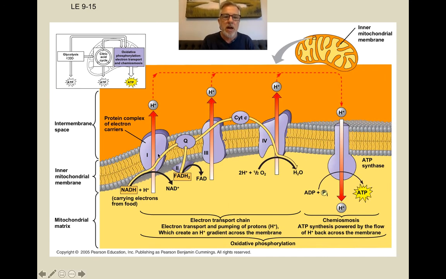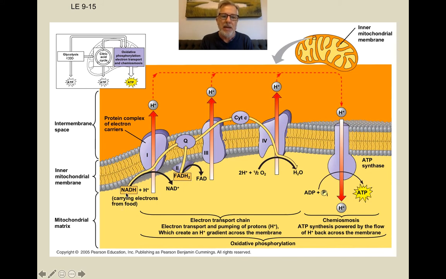Here is the mitochondrial inner membrane. Here is the intermembrane space. That's the space in orange here between the inner and the outer membrane of the mitochondria. And here is the mitochondrial matrix, the yellow space deep inside the mitochondria. Now, here comes NADH and FADH, and as I said, they donate their electrons at different places.